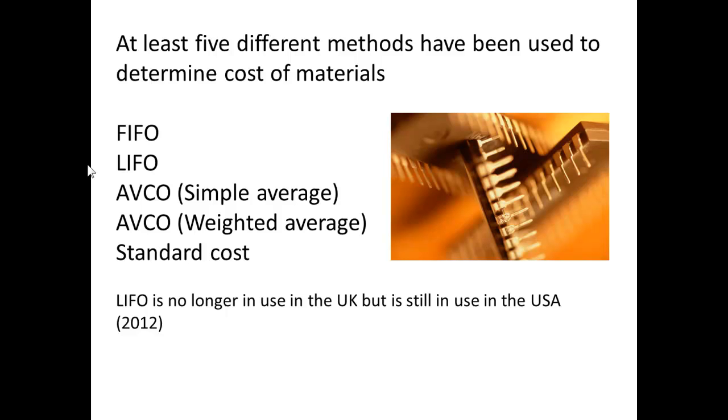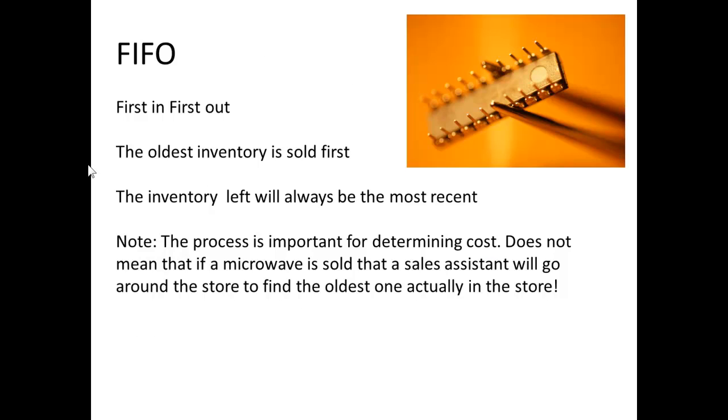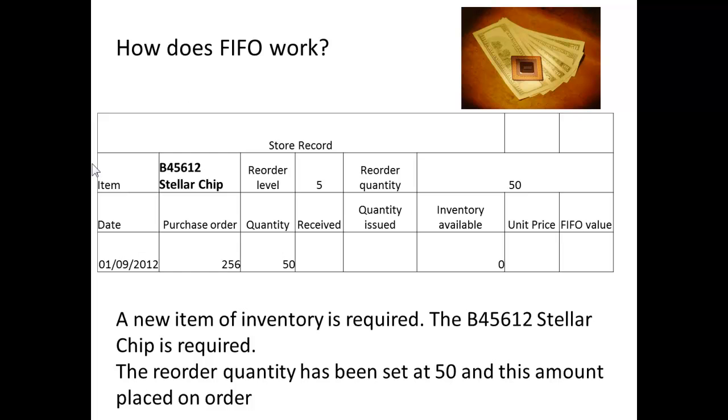You should note that LIFO is no longer in use in the UK, but you will still find it used in the USA. FIFO then stands for first in, first out. It assumes that the oldest inventory is being sold first. That also means, of course, that the inventory that is left will be the most recent. Now, it's important to note that this is for determining costs. It's not what may actually happen in a store. If you go in and buy a microwave, it doesn't mean that the sales assistant is going to go rummaging around in the warehouse to find the oldest one that he's actually got in stock.